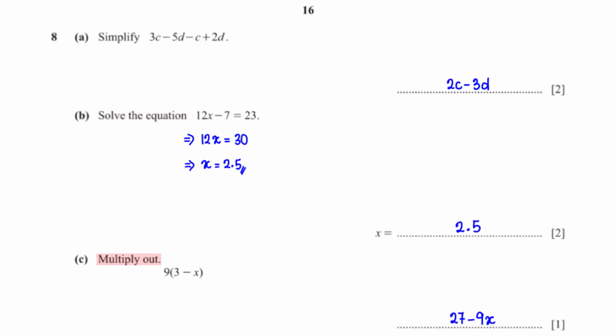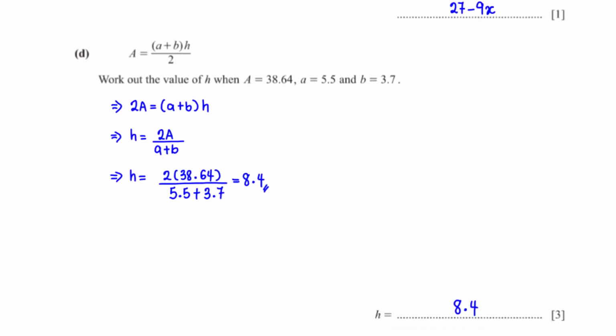Multiply out 9 times 3 minus x. When we expand the brackets, 9 multiplies each element in the bracket. So 9 times 3 is 27. 9 times negative x is negative 9x.